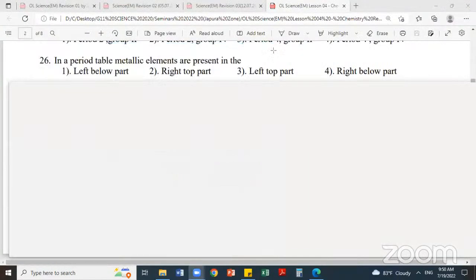Let's move back to question number 26. You can see the screen now, right, everyone? Metals are found in what? The leftmost side: group 1, 2, 3 are all metals except hydrogen. Left top is hydrogen, so left below hydrogen will be the answer. Question number 26, the answer is the first one.